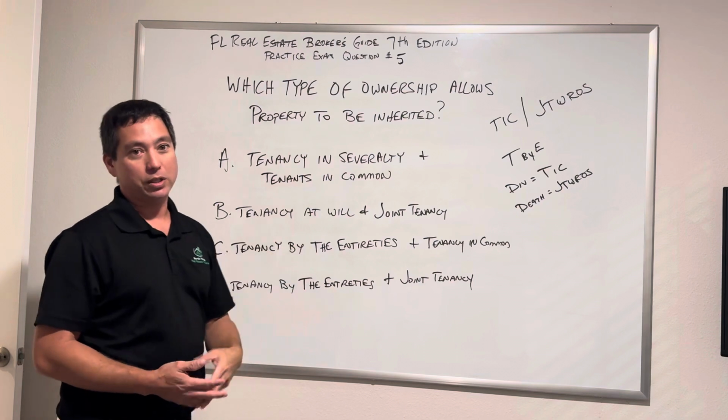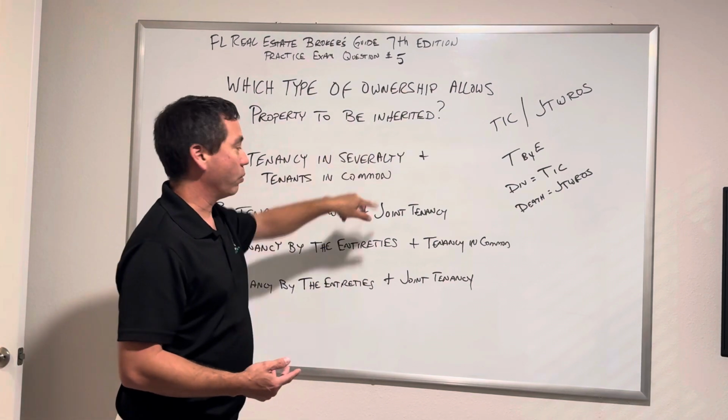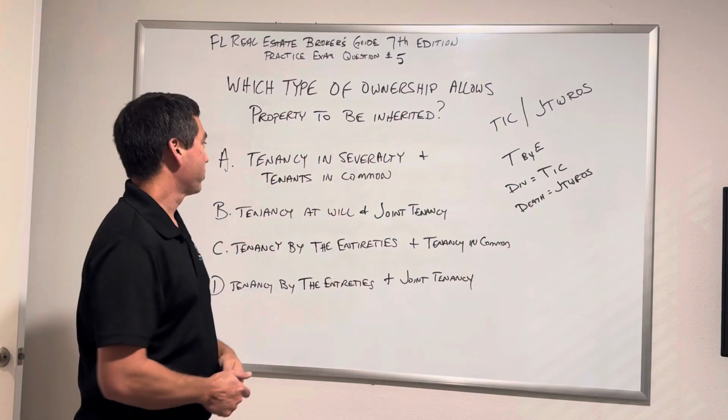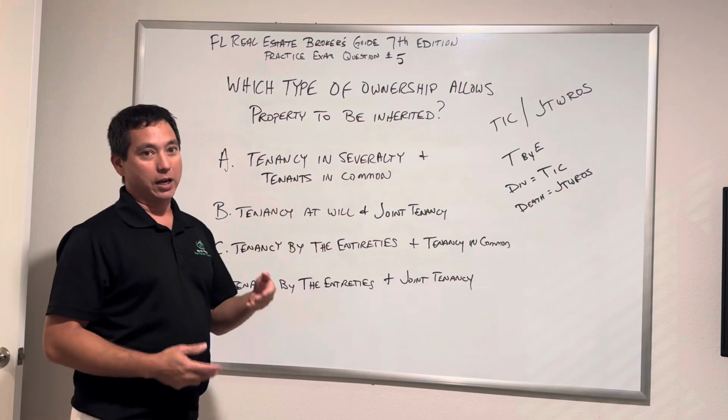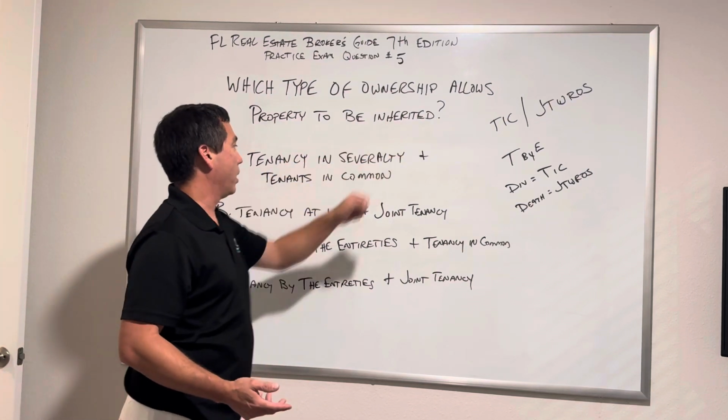Tenants by severalty. What does severalty mean? Well, it's severed, right? It's severed property. One person owns it. It's a sole owner. Tenants in common, like we said, it's an inherited property. We're asking if it's inherited.